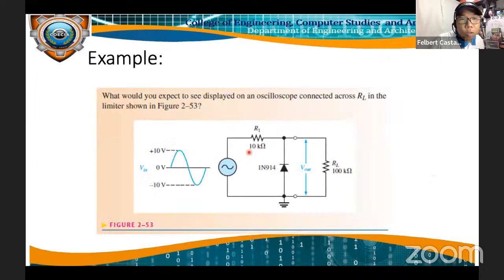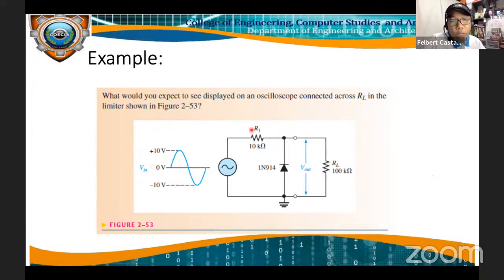Okay, so let's continue with another example. So what would you expect to see displayed on an oscilloscope connected across RL in the limiter? Limiter is another term for clipper. Ito yung given circuit. So we have an input na plus 10 volts during the positive half cycle, negative 10 volts peak during the negative half cycle. Or basically, peak to peak value, this is 20 volts yung input natin, 20 volts peak to peak, 10 volts peak value.